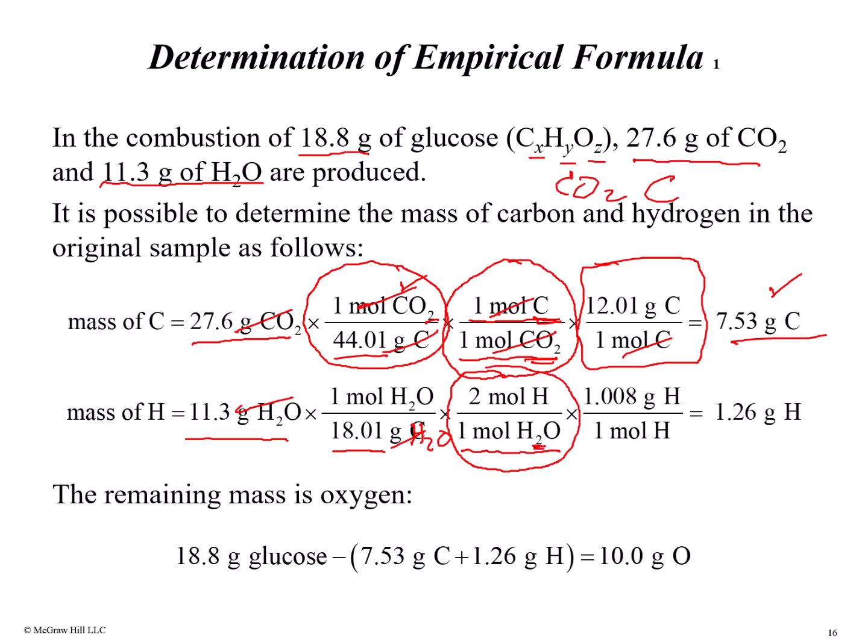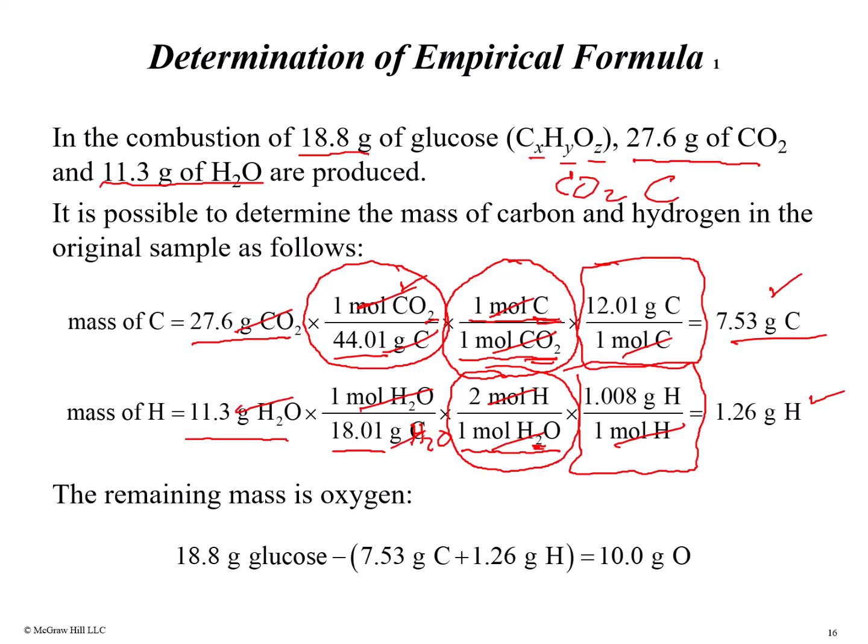So now the moles of water cancel out. We're left with moles of hydrogen. And I can get moles of hydrogen into grams of hydrogen knowing the molar mass of the hydrogen, which I get from the periodic table. So the moles of hydrogen cancel out. We're left with grams of hydrogen. This is how many grams of hydrogen were in our compound.